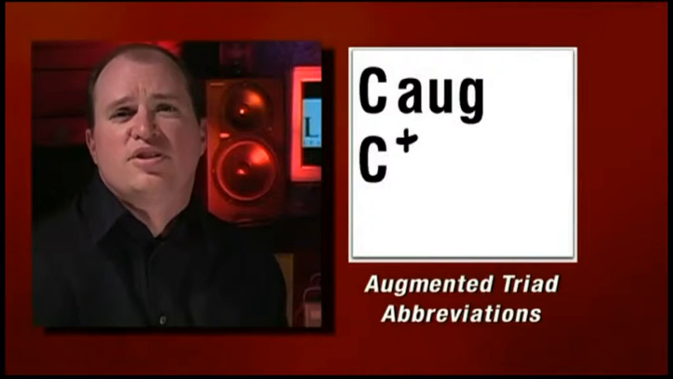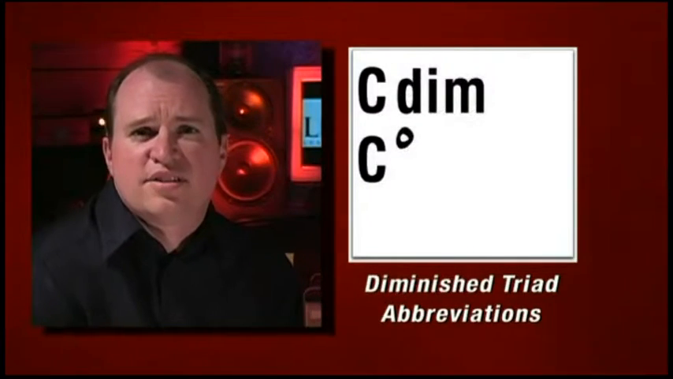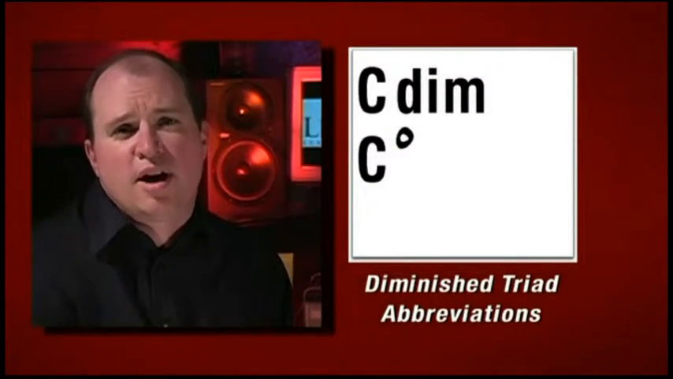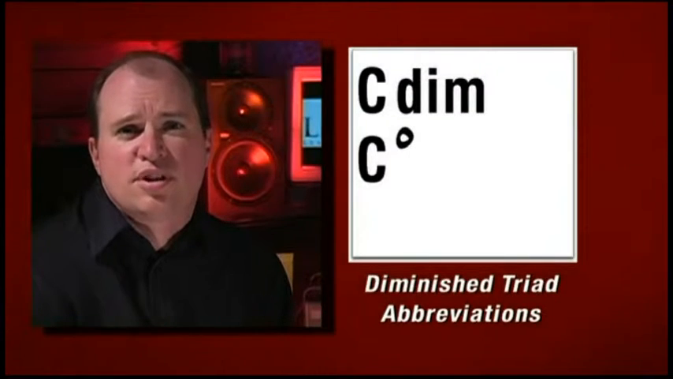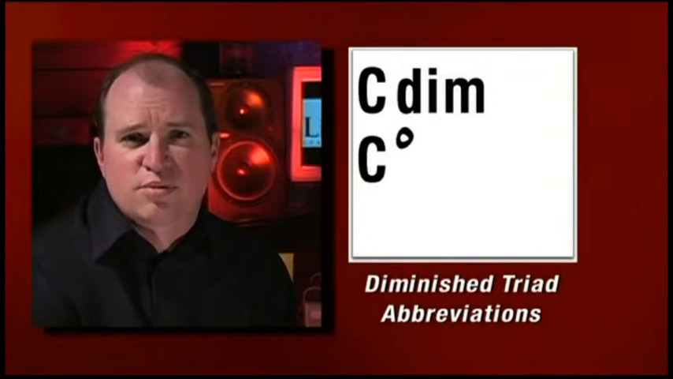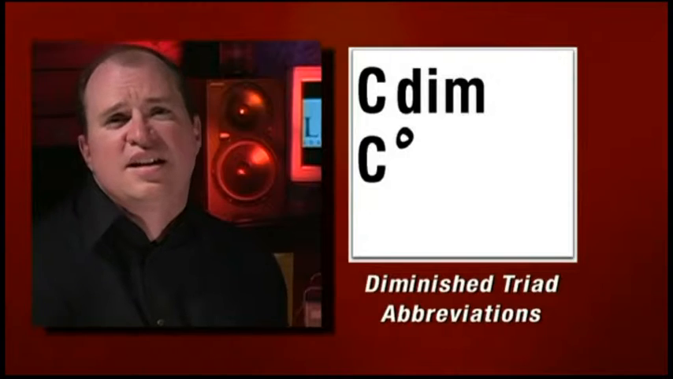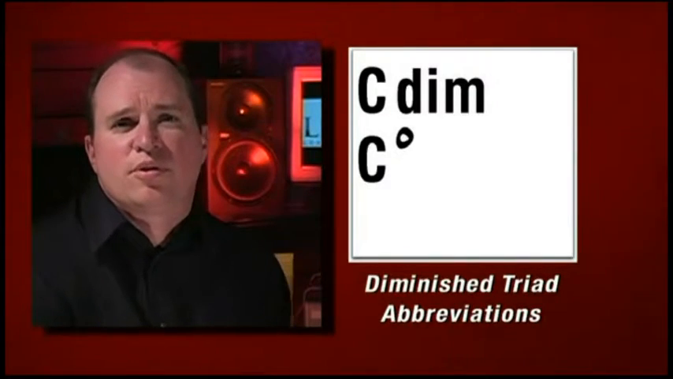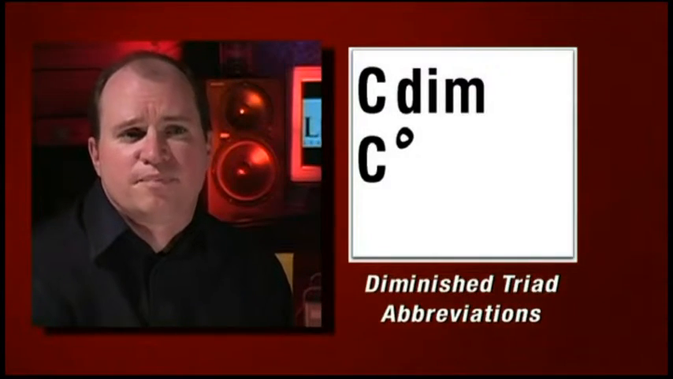Okay, now let's talk about diminished. Diminished triads, if I see a little 0 up at the top of the chord, kind of a superscript 0 up there, that's a diminished. That's what they're trying to tell you. Sometimes you'll see it as C, D-I-M, but most often you'll see it with the little 0 up at the top. Now, when we get into 7th chords, these abbreviations get a little bit trickier.